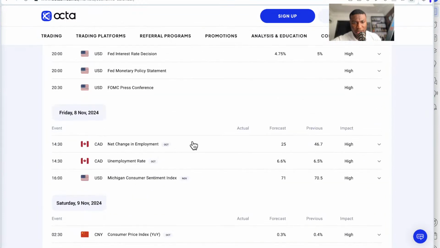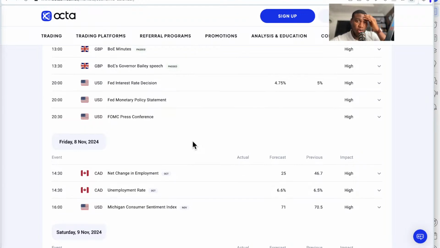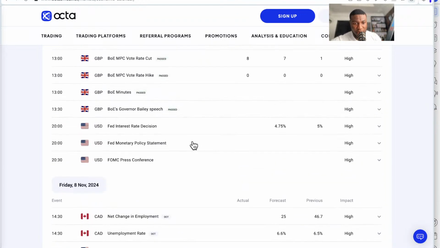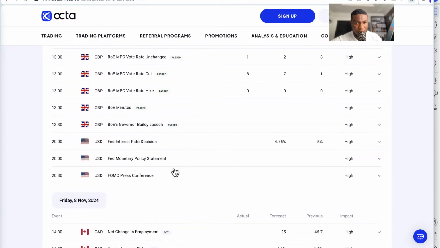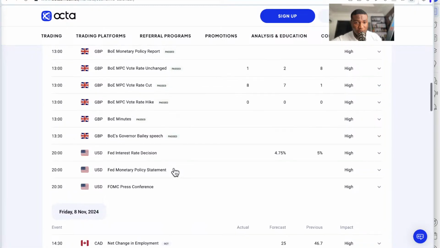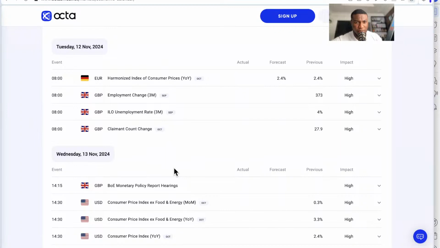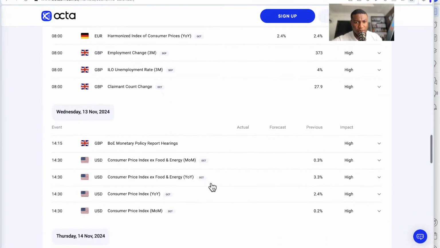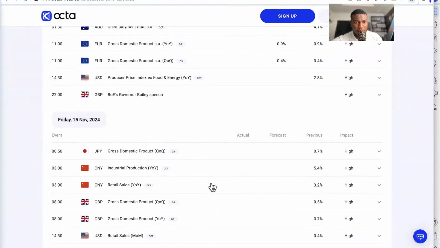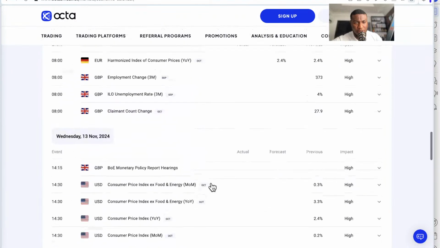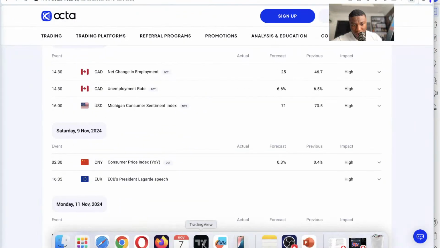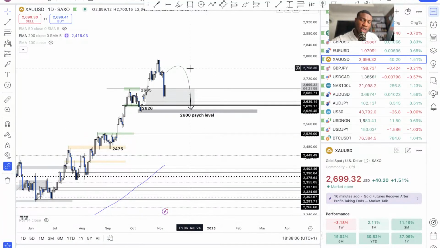Consumer sentiment index, high impact. I don't expect this to bring about much volatility to the dollar markets. But for the Canadian dollar, yes, the unemployment rate is going to bring about volatility. Let's see next week. We have CPI, PPI, and retail sales month over month. I think these are some of the reports that would also drive the gold market.